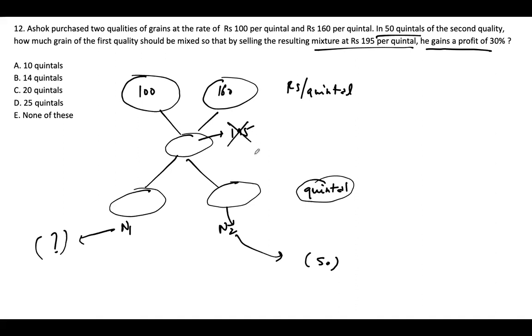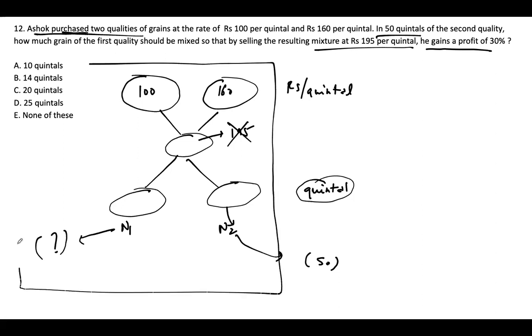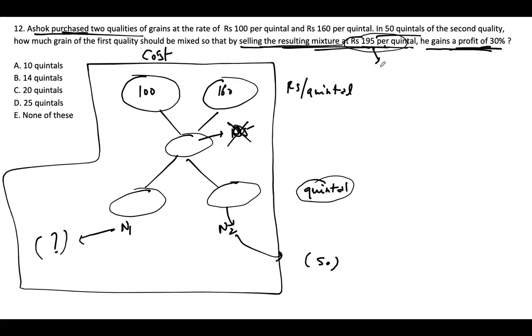But you need to write the cost price. See, Ashok purchased two qualities, so he's mixing all of it. But what we have written here is with respect to cost. This is information that is based on selling. So selling price you have, profit percent you have. Based on these two pieces of information, you need to find the actual cost price. 195 by 1.3. So selling price is equal to cost price times 1 plus profit percent. You know this and you can find the cost price.